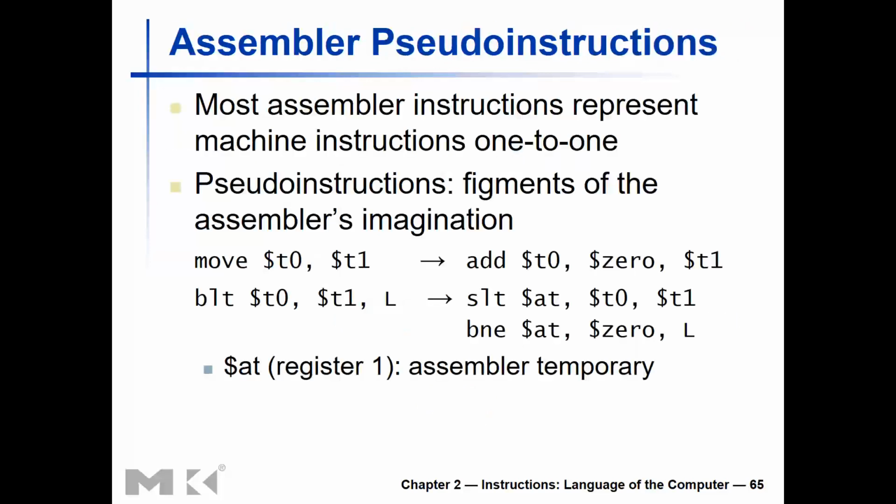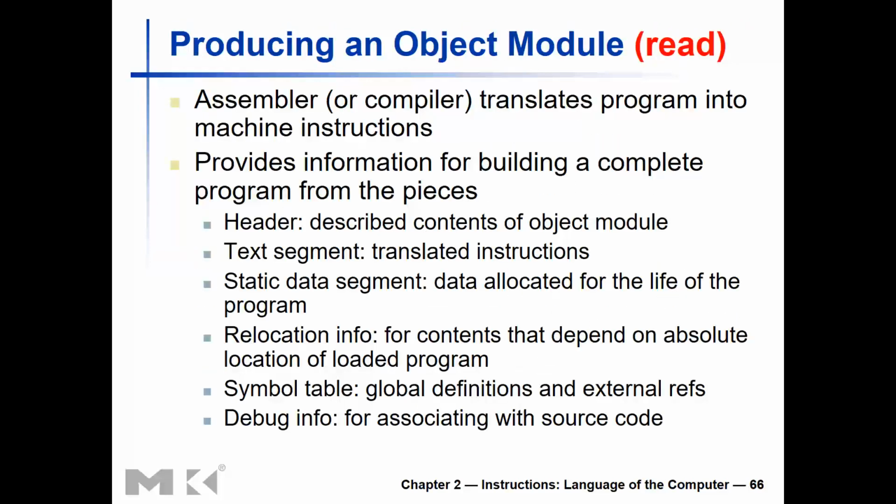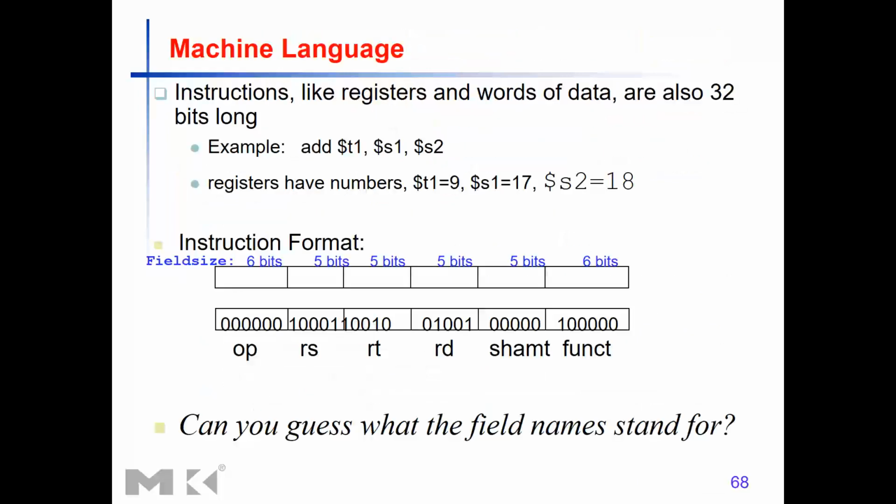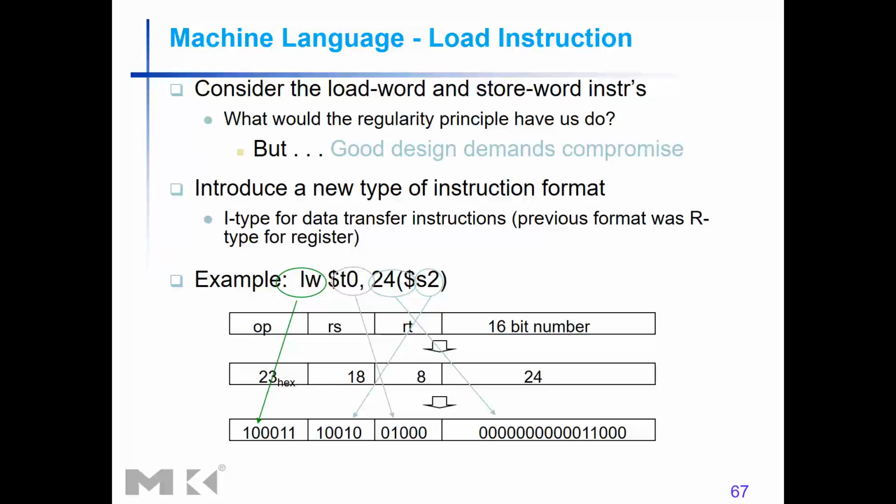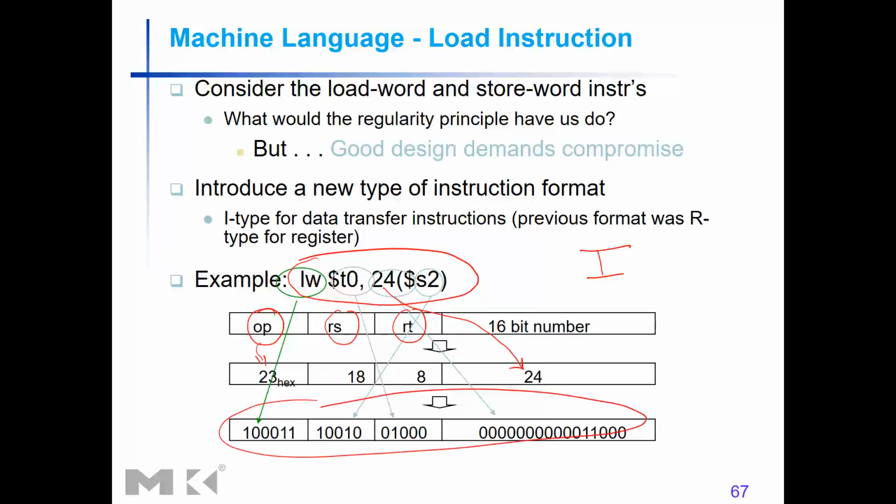Now, more in the rest of the chapter on how to convert assembly into machine code. Here is a load word, and we need to use the I format. This is the I format, the opcode from the table is 23, source RS and RT. We plug in these registers, and the 16-bit number, which is 24, comes in here, and then you form this machine code.